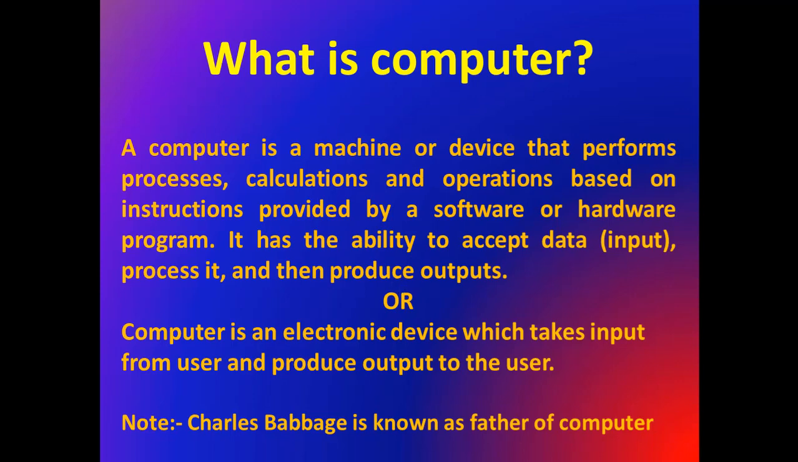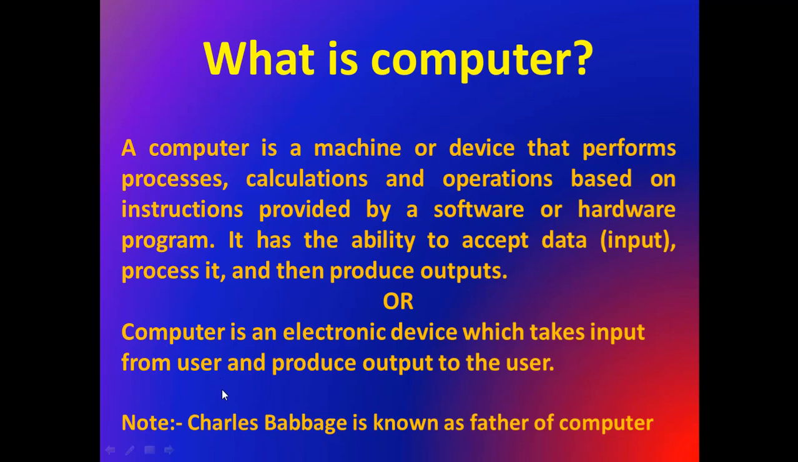In simple words, you can say a computer is an electronic device which takes input from the user and produces output to the user. Always remember one thing, it takes input from the user and produces output to the user. Means we always give instructions to the computer, and after these instructions the computer works on them.